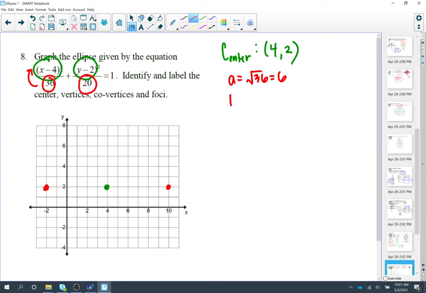Then our B value is the square root of 20, which is actually going to be 2 square root 5. Now, 2 square root 5 is roughly 4.472. So when I go to graph this, I'm going to go back to my center and go up roughly 4.5. So 1, 2, 3, 4.5. 1, 2, 3, 4.5. And then at this point, we can graph.